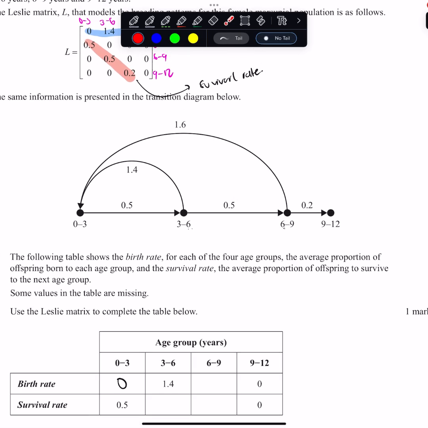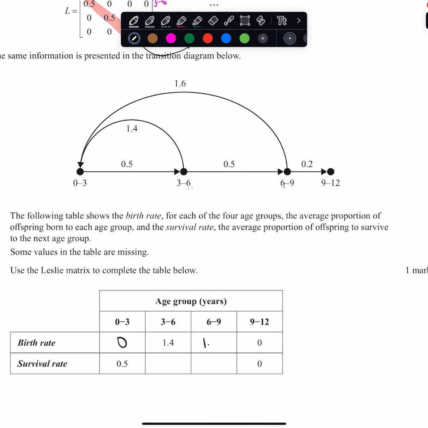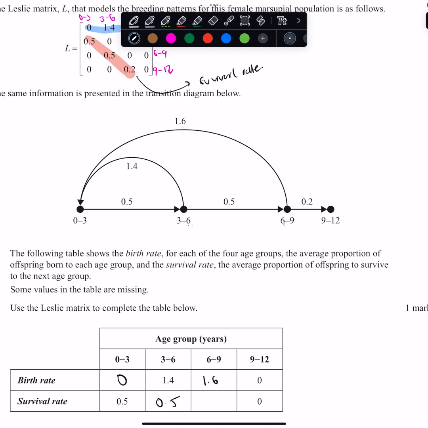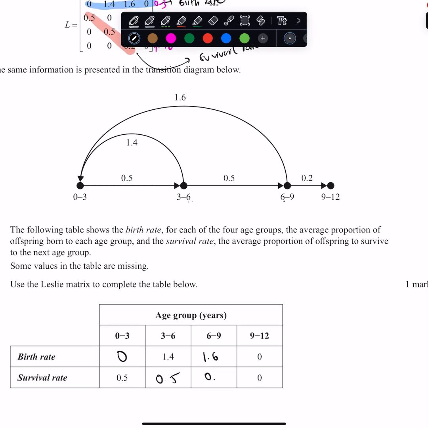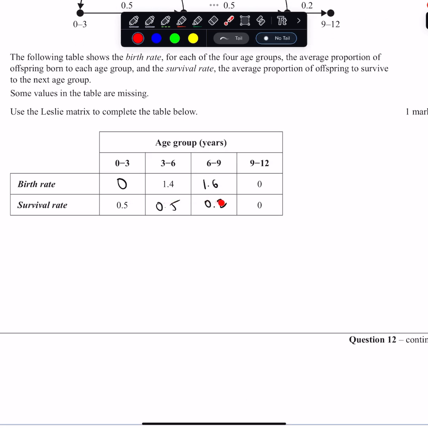Ooh, let me see if I can zoom out. It's this one here. Yep. And 6 to 9 would be 1.6. Okay. Now, the survival rate. I've got my first one, which is 0 to 3, is 0.5. 3 to 6 is also 0.5. And 6 to 9 is 0.2. Yeah, I'm following this. And it follows the same order on here. All right.